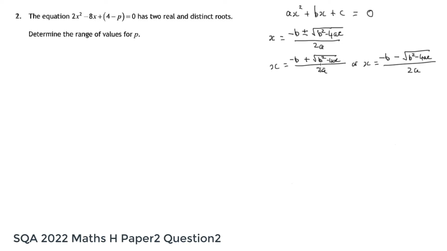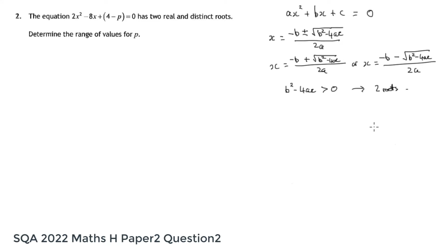So to get 2 solutions, you're going to have to be adding something and subtracting something. So the thing under the square root sign, this b squared minus 4ac, will have to be greater than 0. It can't be negative, it can't be 0, it must be greater than 0. So the discriminant, which is what that expression is, if that's greater than 0, then you will have 2 real distinct roots.